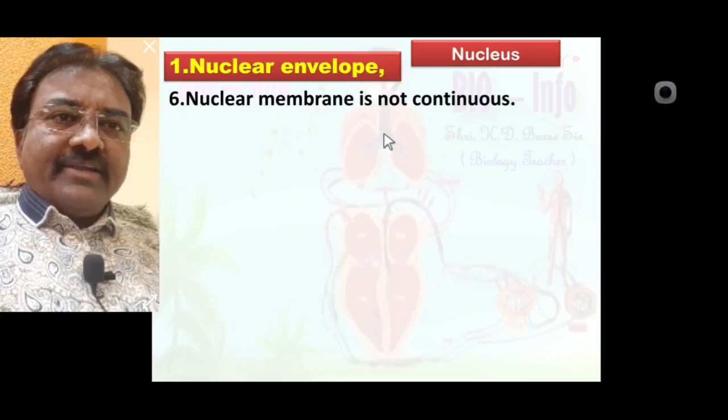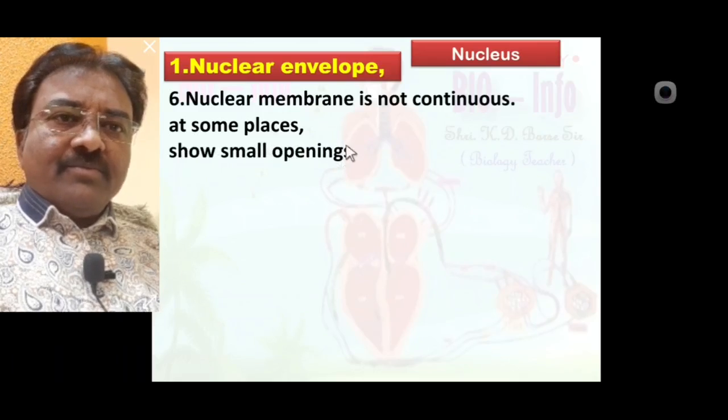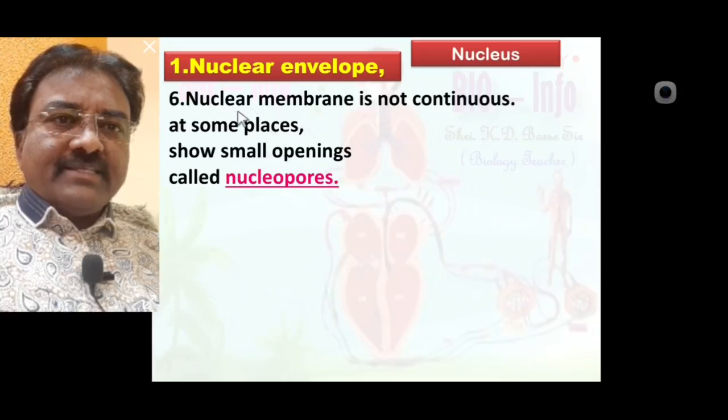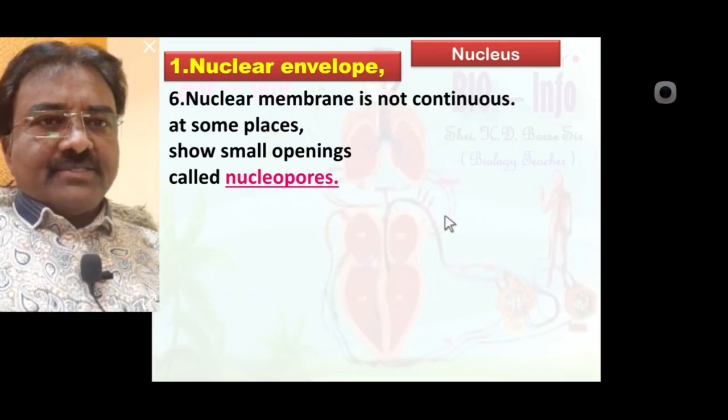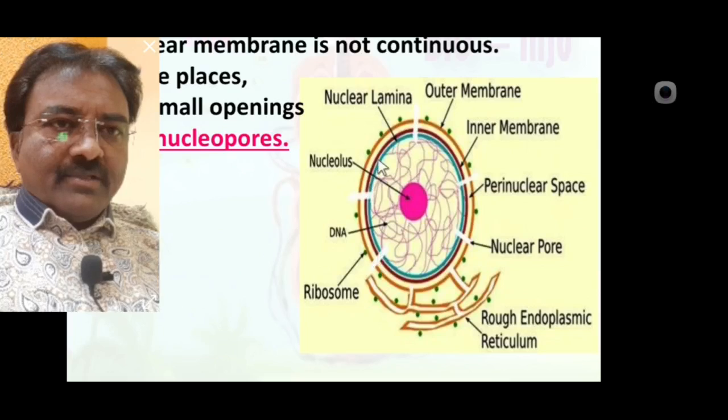Nuclear membrane is not continuous. At some places the nuclear membrane shows small openings called nucleopores, and due to these nucleopores, the nuclear membrane is not continuous. See here the diagrammatic representation. This one is a nucleopore, this also is a nucleopore. Due to the present nucleopores, the nuclear membrane is not continuous.